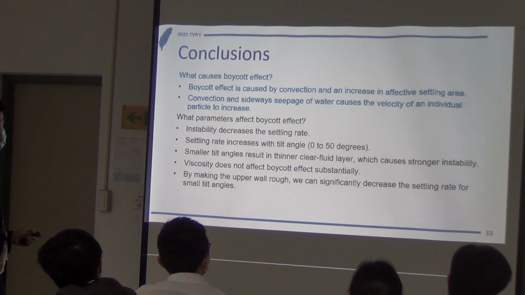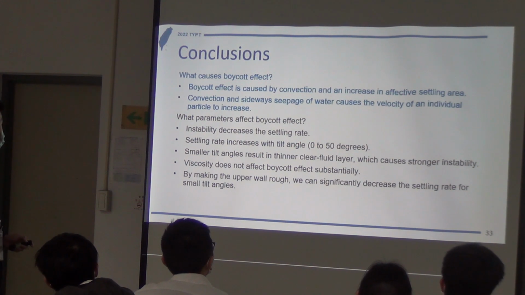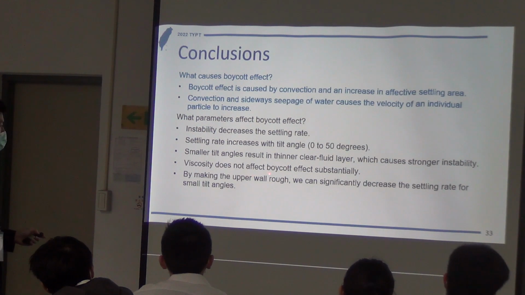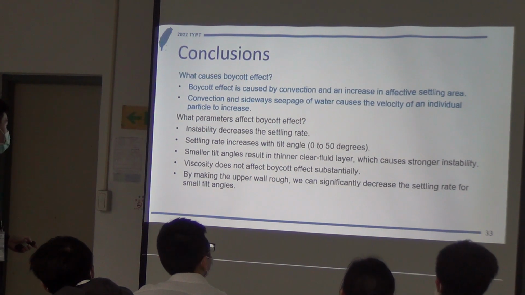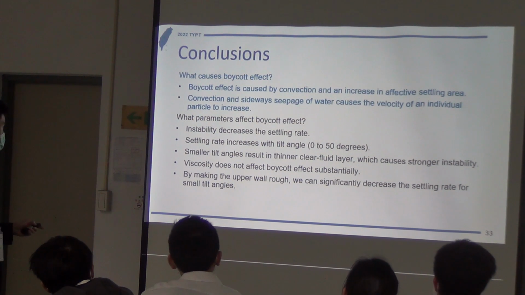And what parameters affect the Boycott effect? Instability decreases the settling rate. And for our experiment, the settling rate increases with tilt angle as we vary it from 0 to 50 degrees. And with smaller tilt angles, the clear fluid layer is thinner, which causes stronger instability. Viscosity does not affect the Boycott effect substantially, and by making the upper wall more rough, we can significantly decrease the settling rate for small tilt angles.